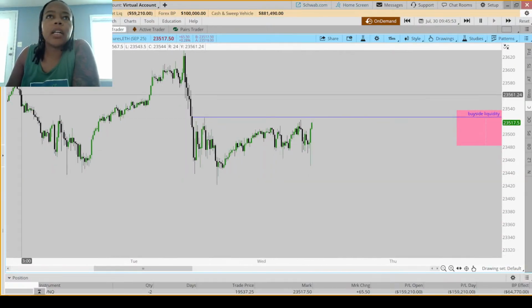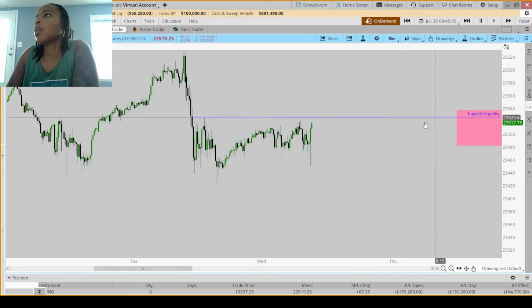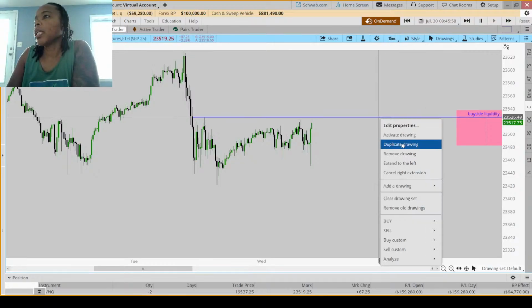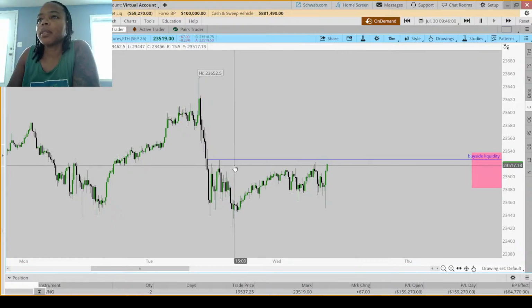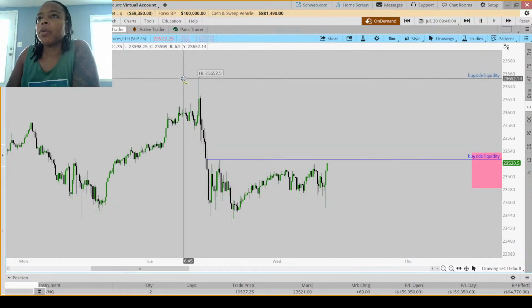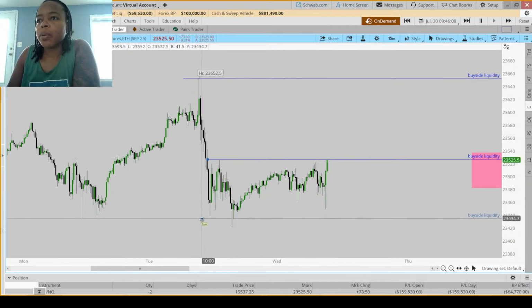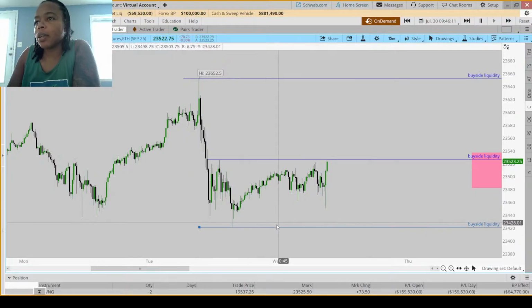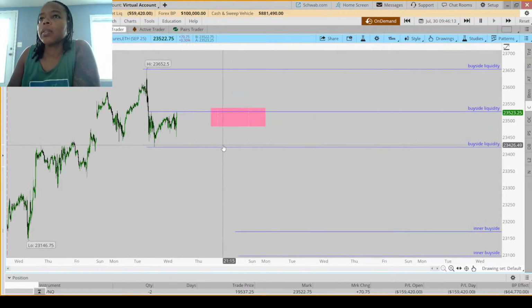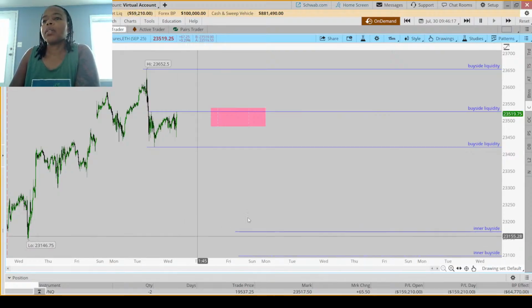And I would have had a couple of places for sell side. Let's duplicate. Actually, so that's just one. Let's duplicate that. Next spot would be up here. And then let's duplicate that and come down. So my next area for sell side is down here. Sell side.